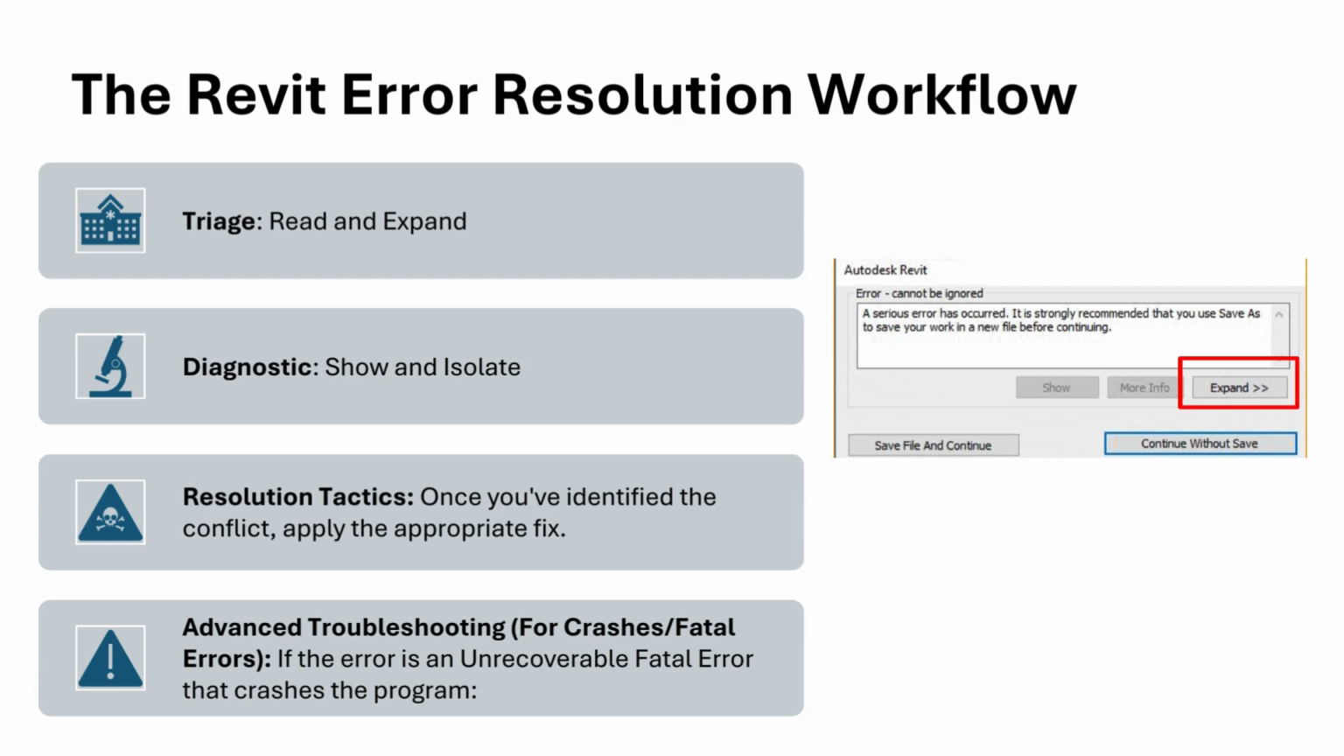First, triage. Don't just hit cancel. Expand the error dialog to see all affected elements and identify the primary one. Next, diagnostic. Use the show button or select by ID to locate the issue in 3D space. Then, resolution. Apply the right fix. Unjoin elements, remove constraints, or check workset ownership. Finally, for crashes or fatal errors, run an audit on open, review the journal file, and disable add-ins if needed. Follow these steps, and you'll turn frustrating errors into quick wins.